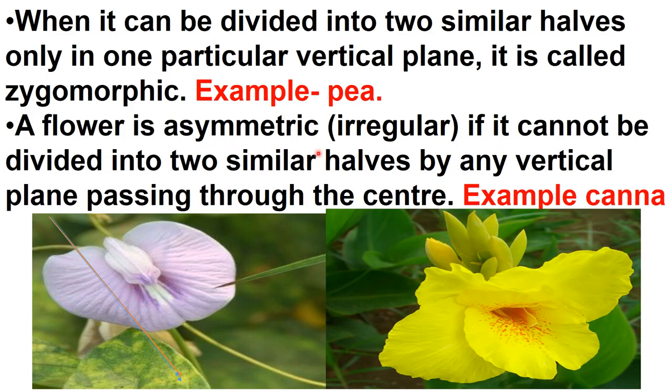A flower is asymmetric, or it can be called irregular, if it cannot be divided into two similar halves by any vertical plane passing through the center. As you can see here, this flower cannot be divided into two equal halves by any plane. Okay, and this is canna flower. This flower is of canna.